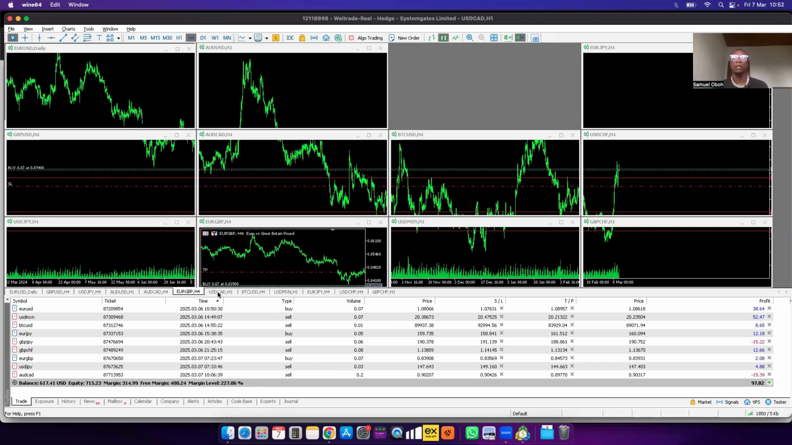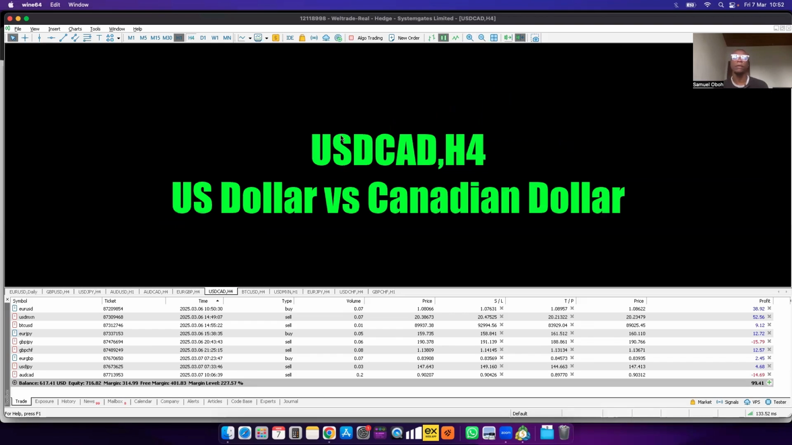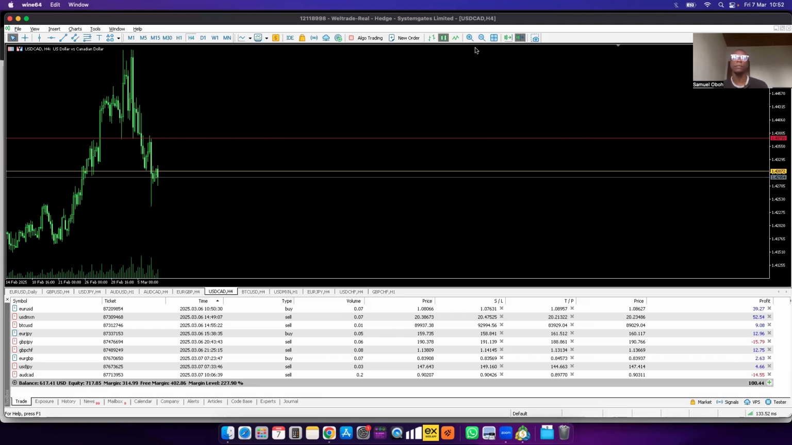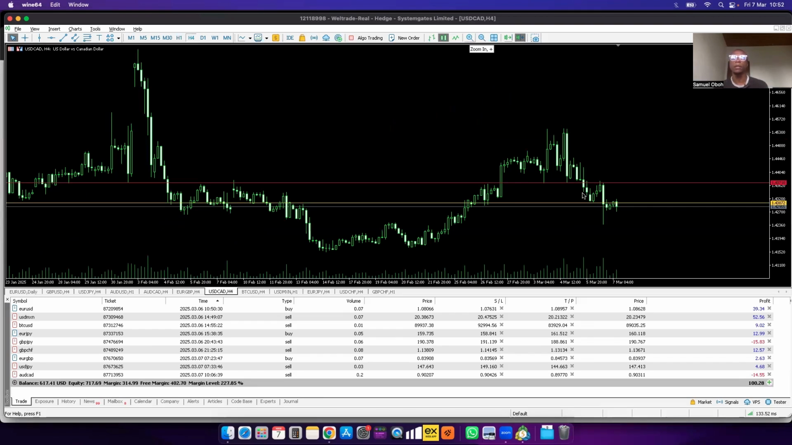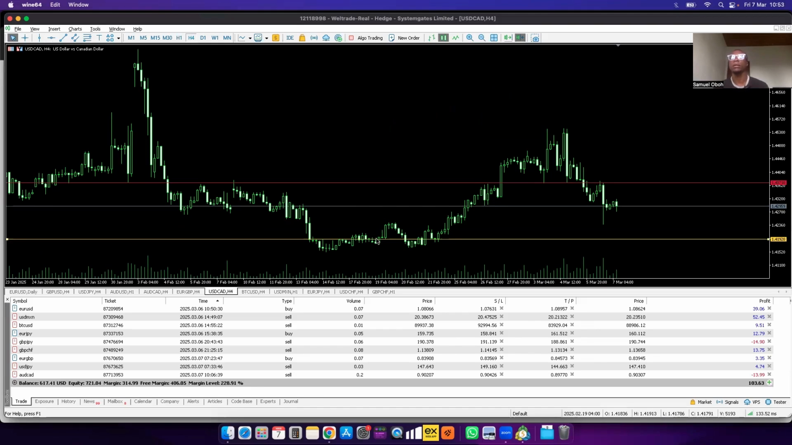So USD CAD. I don't have a trade open here, but from what I can see, I think USD CAD will come down. That's my analysis. This is the 1 hour. If I look at it from the 4 hour time frame, I think it's on its way down. So I think the price is coming to this point.